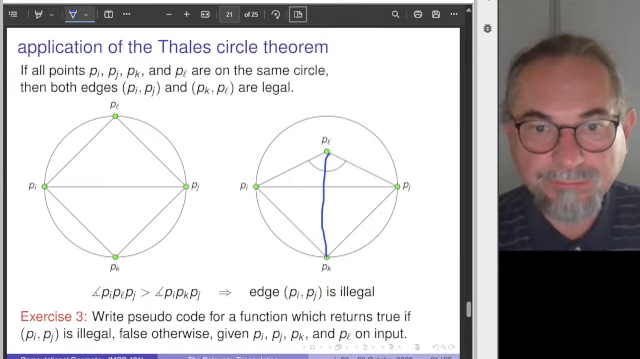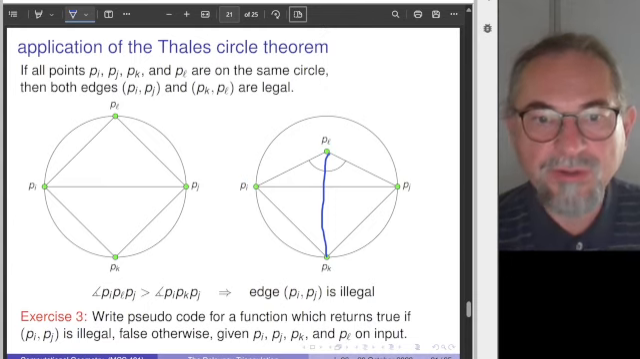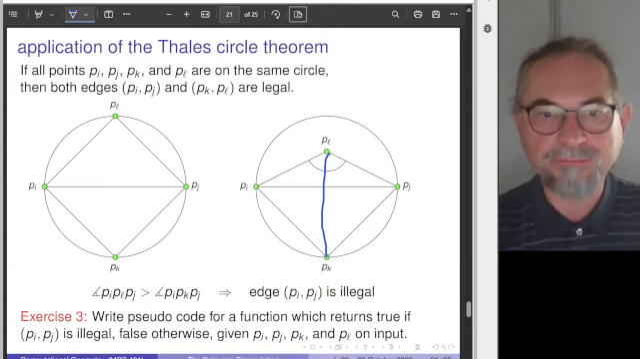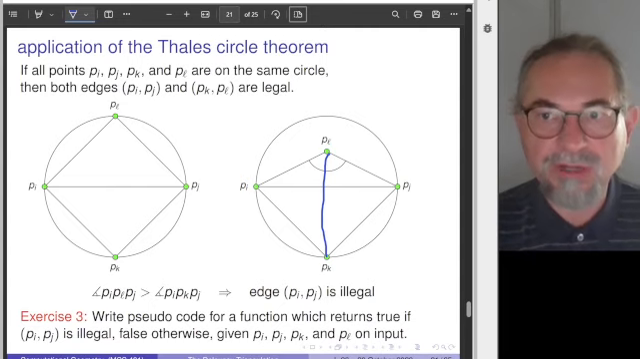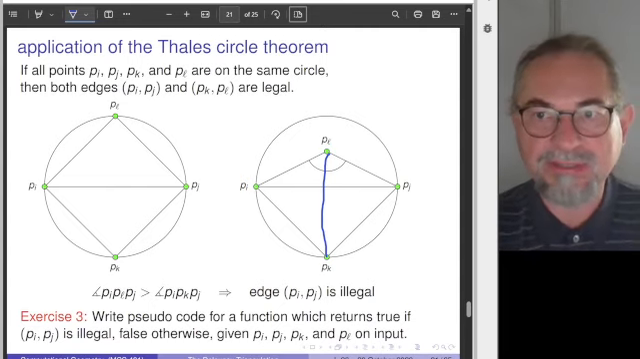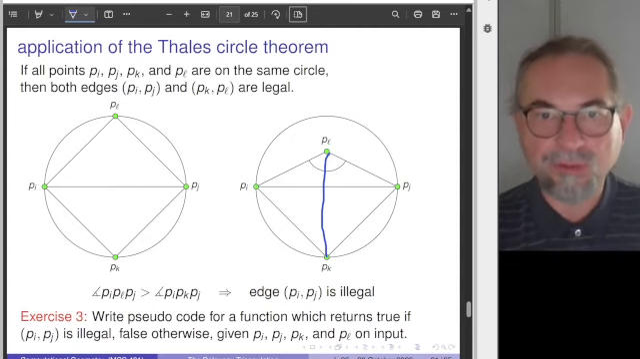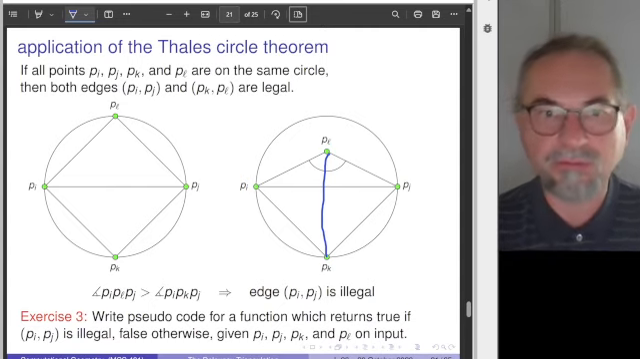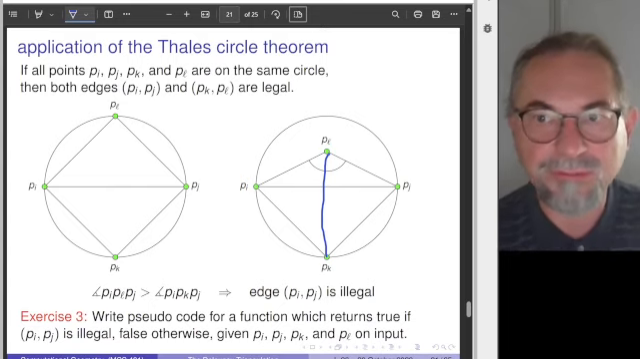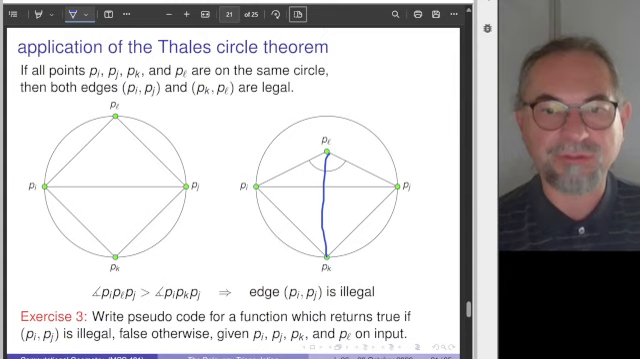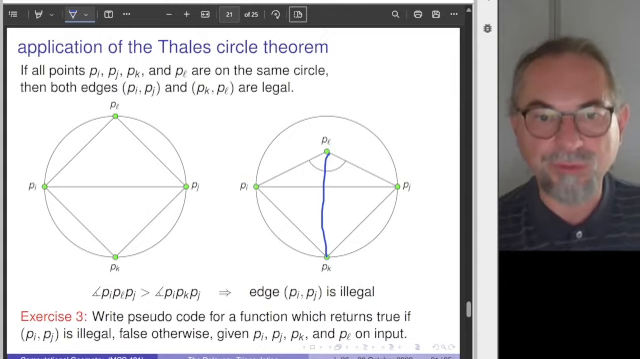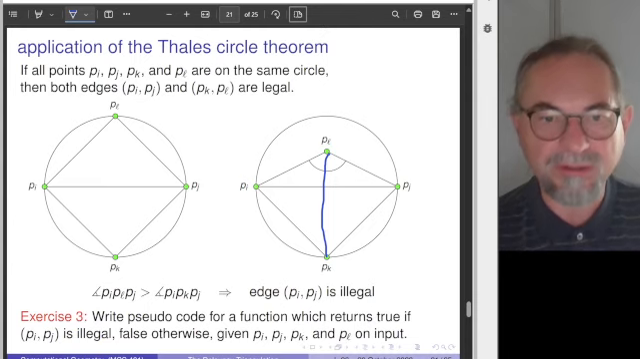Exercise 3 asks you to write pseudocode. The main goal of that exercise is for you to decide whether the circle theorem has practical value, in the sense that you can do this in a constant, quick number of operations. So you may have to dust off your calculus books and look at the angle between two vectors. This goes back to vector calculus, where you can use the vectors to compute angles.